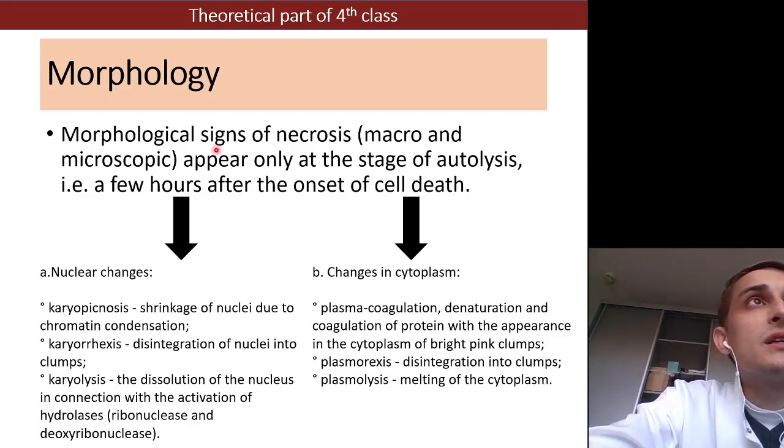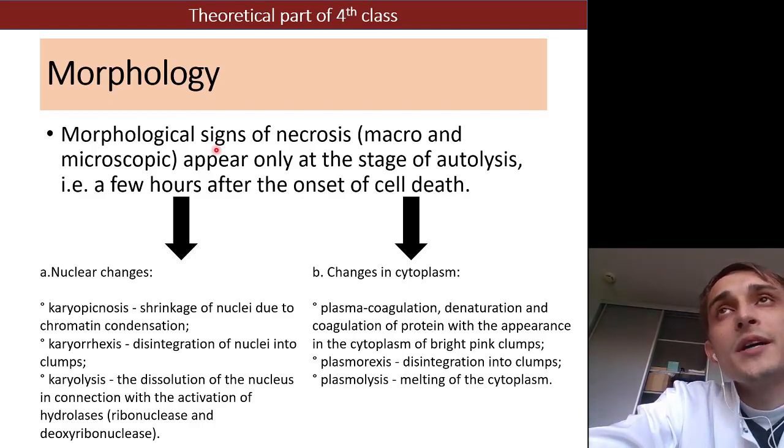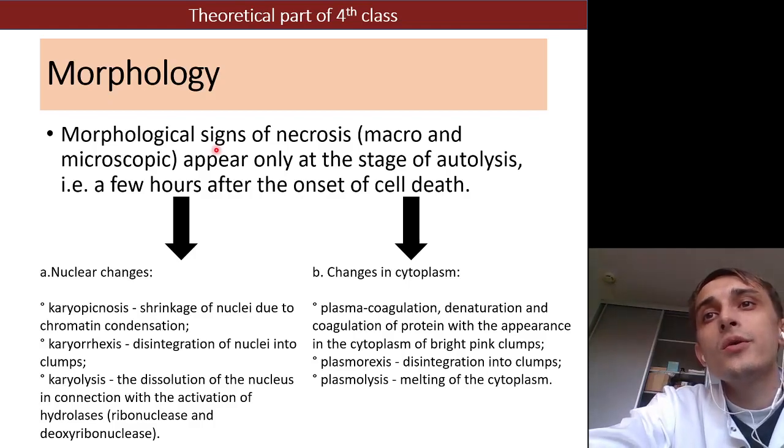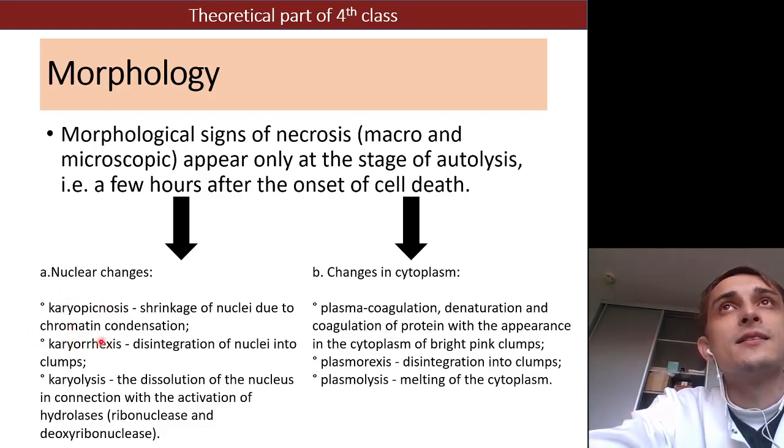After the chromatin condensation, we will see this chromatin divide into fragments or particles, and this stage is karyorrhexis. After karyorrhexis, we will see disappearance of the nuclei, or karyolysis. So these three stages are really important for the morphological manifestation of necrosis. Sometimes on the histological level, we will see only karyopyknosis in the cell, and it indicates necrosis. Sometimes we will see karyorrhexis, and it also indicates necrosis.